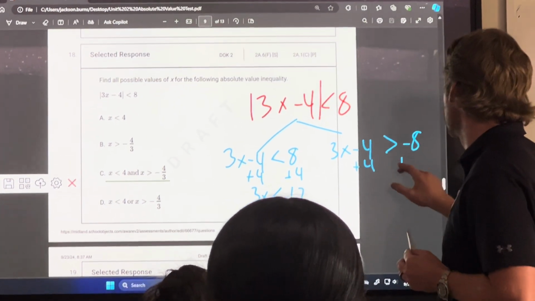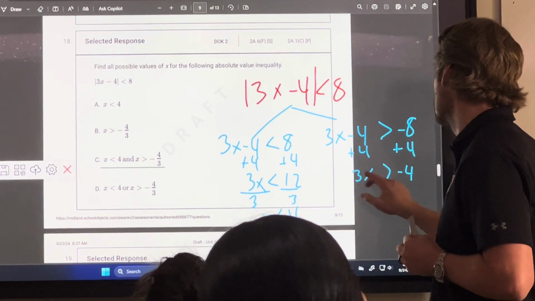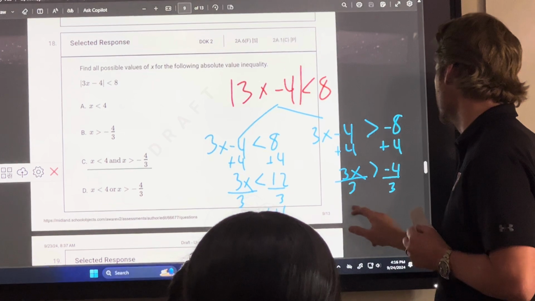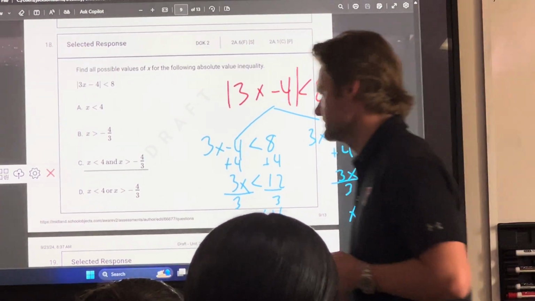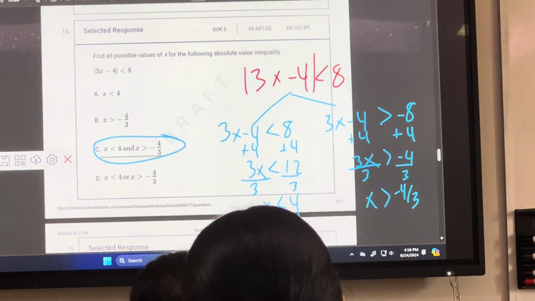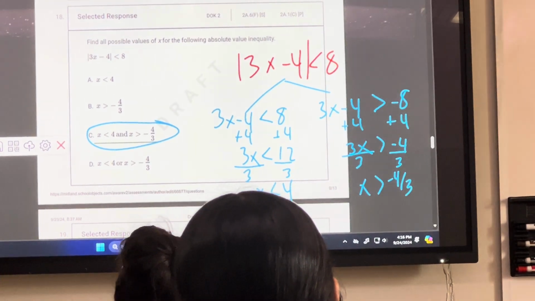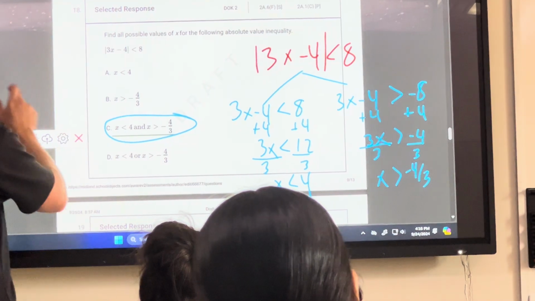Plus 4, so that becomes a negative 4, so 3x is greater than negative 4. Divide by 3, x is greater than negative 4/3. Make sure that's an and there, right? X is less than 4 and greater than negative 4/3.